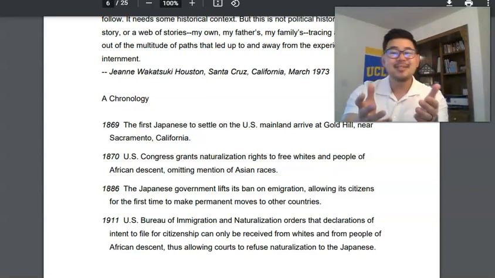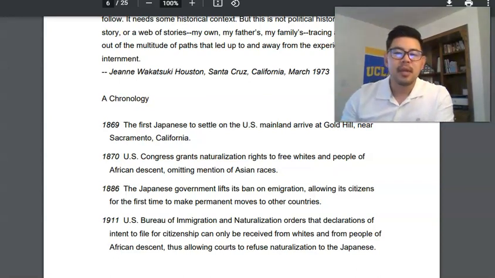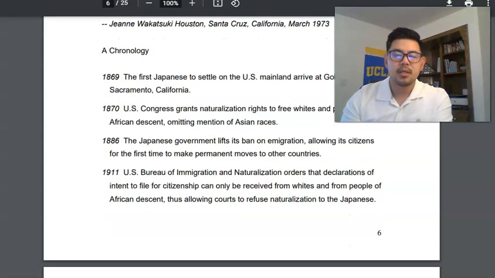Even starting in 1869, shortly after the Civil War ended, the first Japanese person came to the US, in Sacramento on the Pacific coast. So there's a long history of Japanese Americans in the country. And in the late 1800s, with 1886, there was a flood of Japanese immigrants. And there was some headway made for these Japanese Americans to become actual citizens in America.